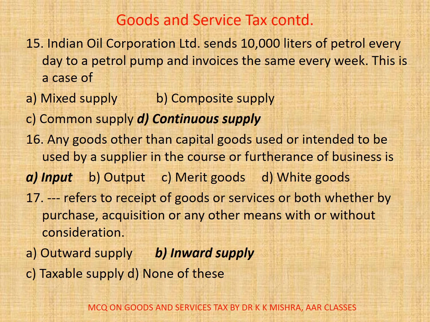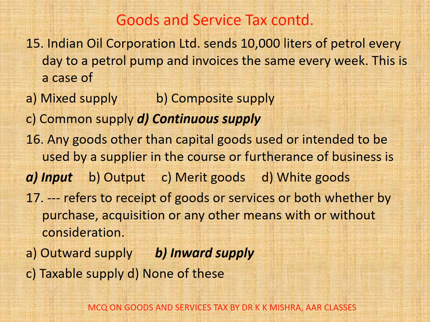16. Any goods other than capital goods used or intended to be used by a supplier in the course or furtherance of business is A. input, B. output, C. merit goods, D. white goods. The correct option is A. Input.